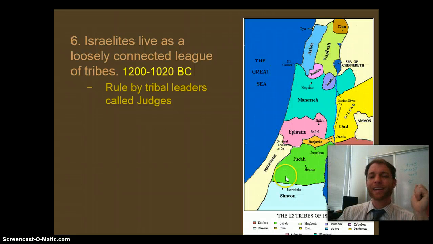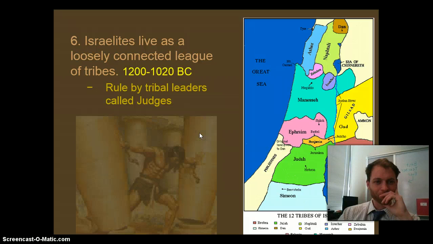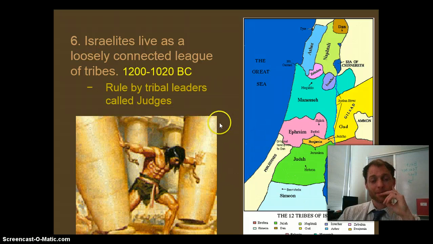So then, after they conquer the promised land, they live as a group of tribes, kind of like the Americans used to live as 13 colonies before we were united. They live as 12 tribes who are ruled by tribal leaders called judges. Samson's the most famous of the judges. Also Deborah and Gideon are famous ones that we're going to look at.